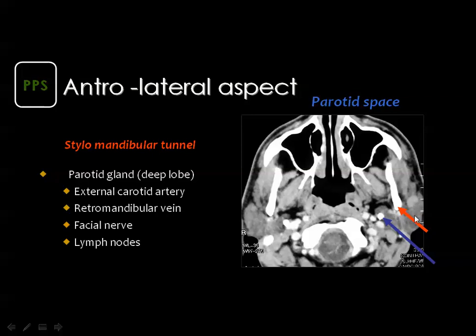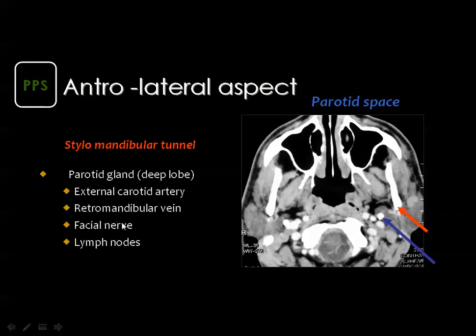This is the superficial lobe of the parotid, and this is the deep lobe. And you can appreciate the intimate relation between the parapharyngeal fat and the deep lobe of the parotid gland. Then a vascular structure which is very important, this vein is known as the retromandibular vein. It is located actually near this particular area.